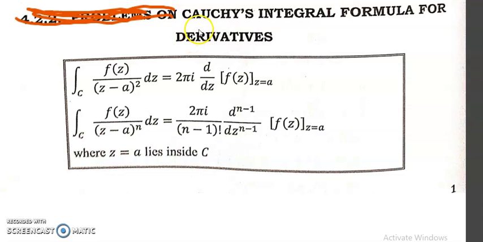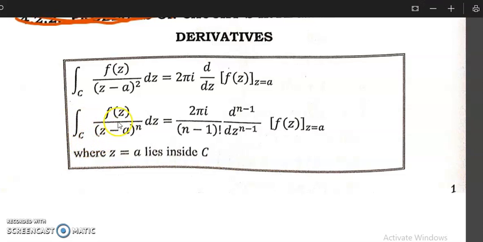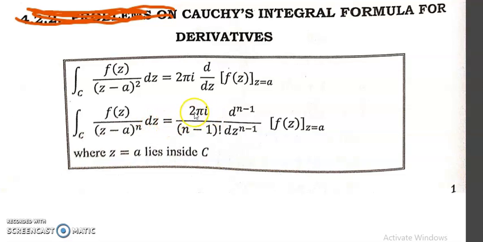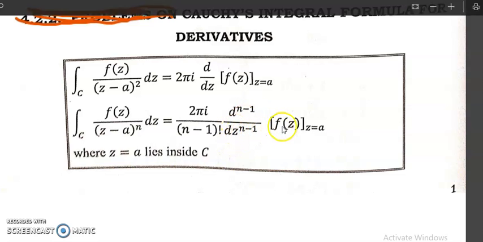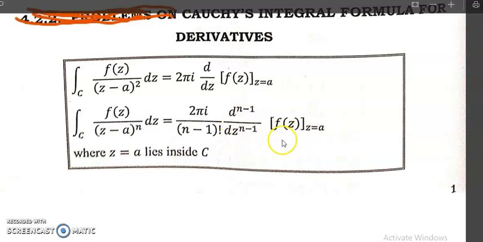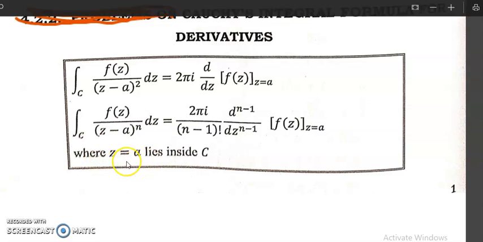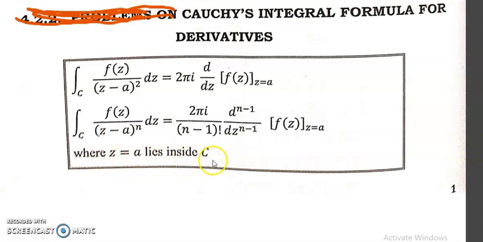Okay, now we'll continue with Cauchy's integral formula for derivatives. This is the general formula: the integral over C of f of z by (z minus a) raised to n dz is equal to 2 pi i by (n minus 1) factorial times d^(n minus 1) by dz^(n minus 1) of f of z at the point z equal to a, where a lies inside C.